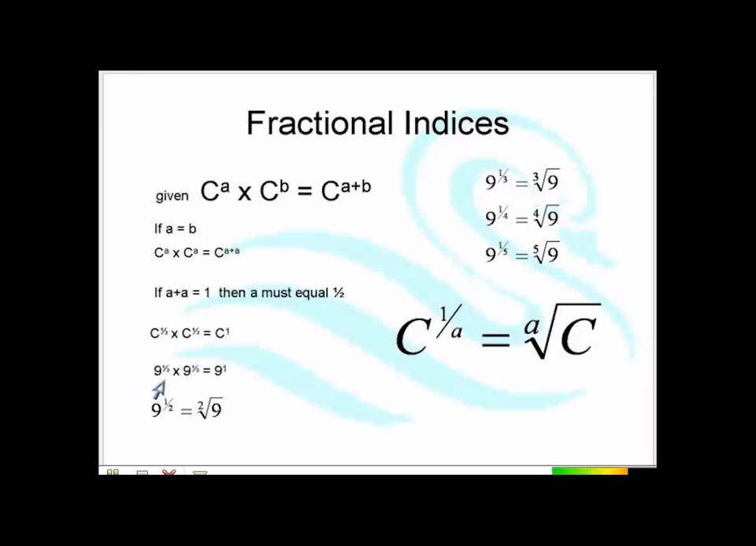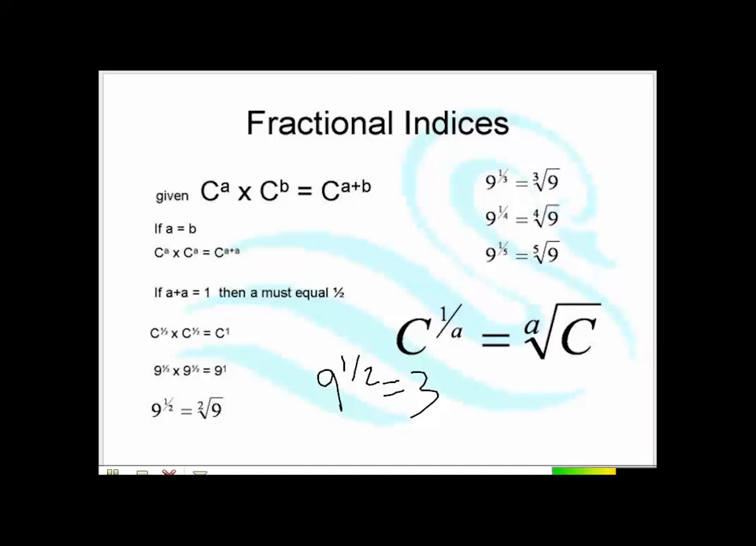Now that doesn't help at all unless I put some numbers in. I end up with an equation 9 to the power of half times 9 to the power of half equals 9 to the power of 1. And there's only one number where that will work, and that is if 9 to the power of a half equals 3. So that leads me to the conclusion that 9 to the power of half equals 3. When you say to the power of a half, that actually means the square root of.